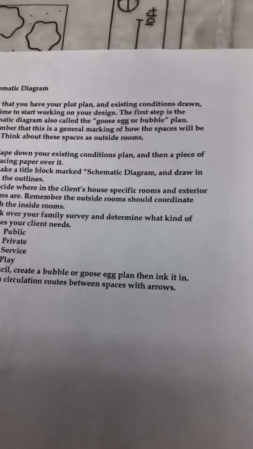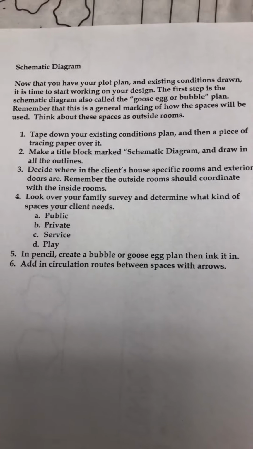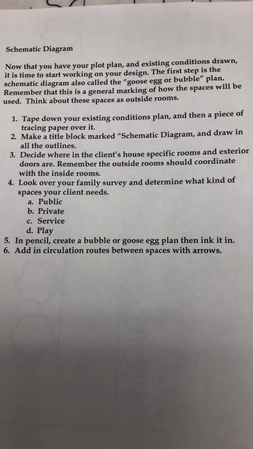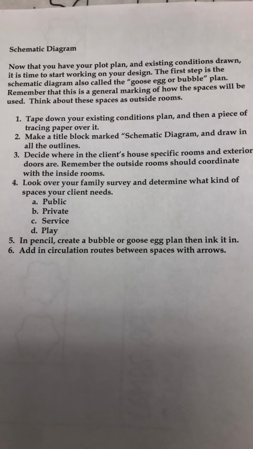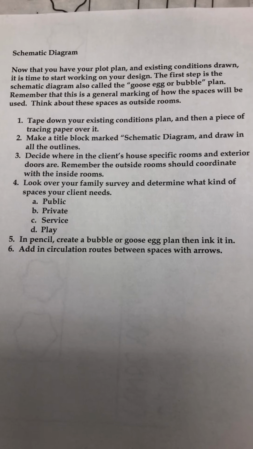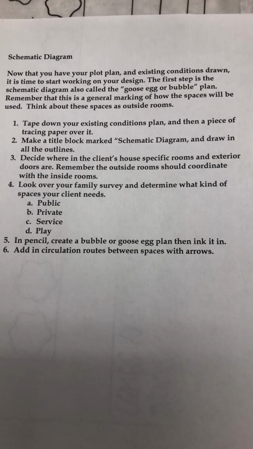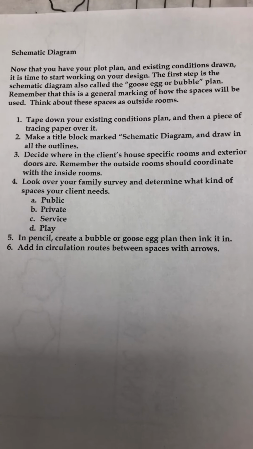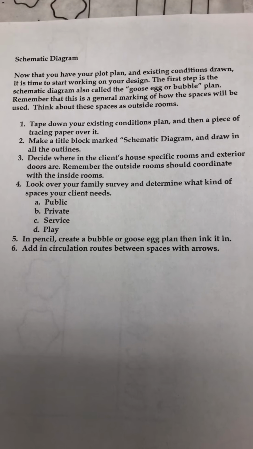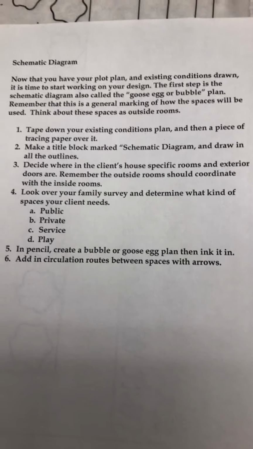Okay, so here's your assignment. You should be able to see it on classwork. Now that you have your plot plan and existing conditions drawn, it's time to start working on your design. The first step of the design is a schematic diagram or goose egg or bubble plan. This is a general marking of the space and how it's used. Think about the spaces as outside rooms.